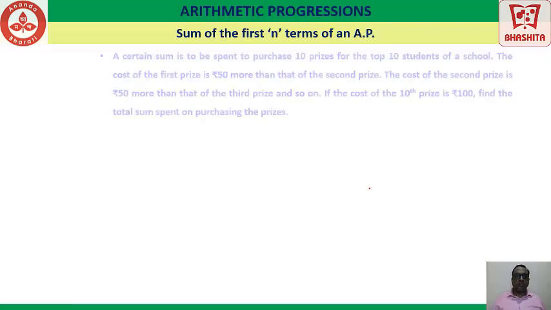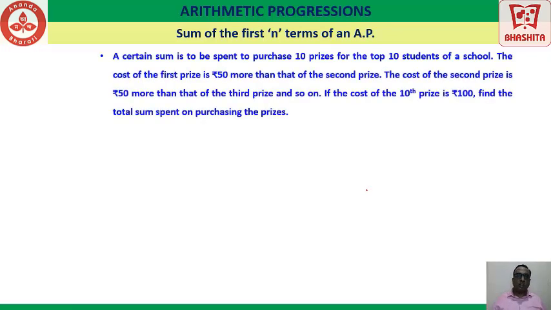Yes, now let us go for a real life application of sum to n terms of an AP. Let me read the question for you students. A certain sum is to be spent to purchase 10 prizes for the top 10 students of a school. The cost of the first prize is rupees 50 more than that of the second prize. The cost of the second prize is 50 more than that of the third prize, and so on. If the cost of the 10th prize is rupees 100, then find the total sum spent on purchasing all the prizes.